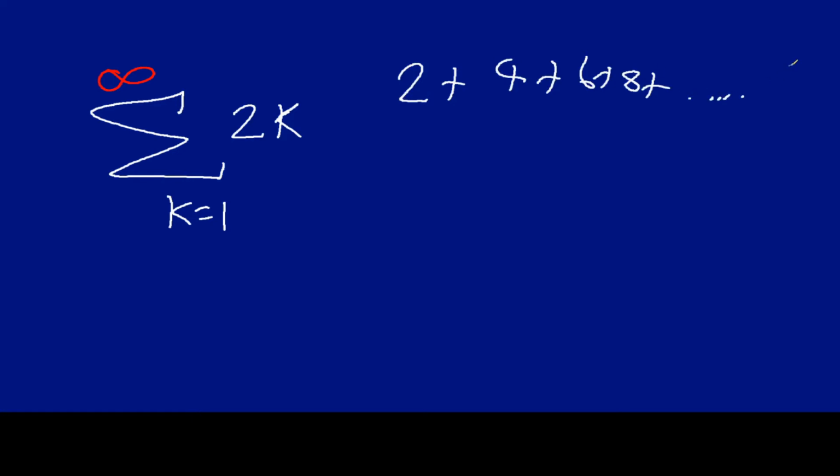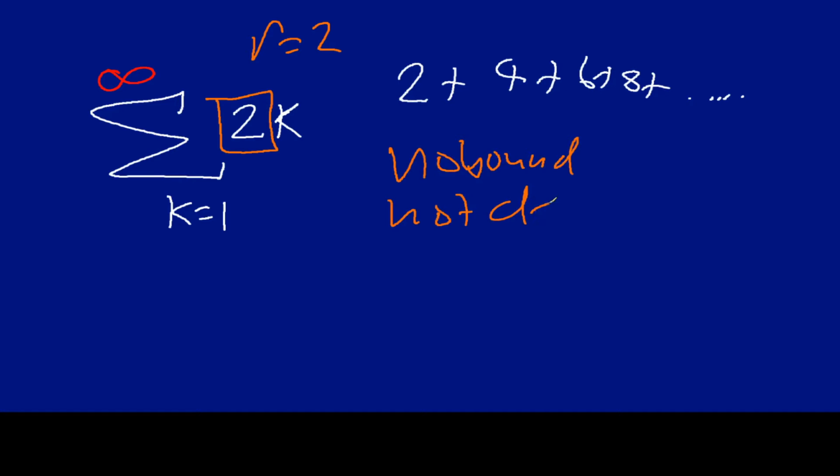In this situation, you can tell what our r is, our ratio. Our ratio is going to be 2. Because we add up forever and it never stops, there's no end point, there's no boundary. This is an example of an infinite series that has no bound. Another way we can say that is it is not defined. Another way they like to talk about this is that it diverges.